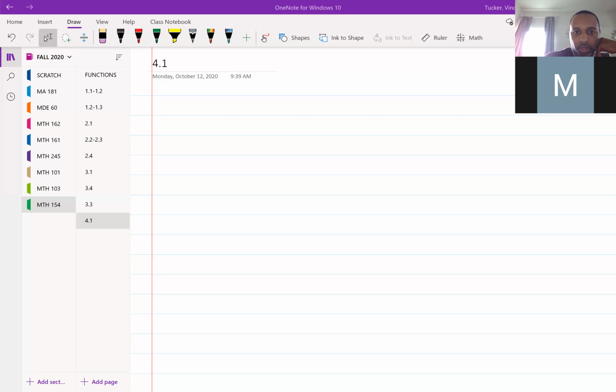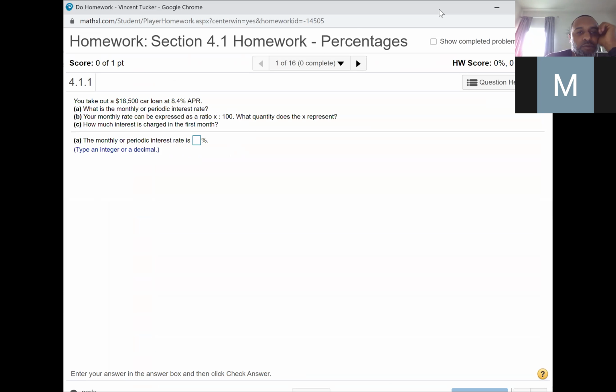All right, so we're looking at 4.1 today, percentages. All right, this first one, and remember, don't copy down these numbers. I'll write it over in the notes. So you take out a $18,500 car loan, 8.4% APR. What's the monthly interest rate? So let's go ahead and switch to the notes.